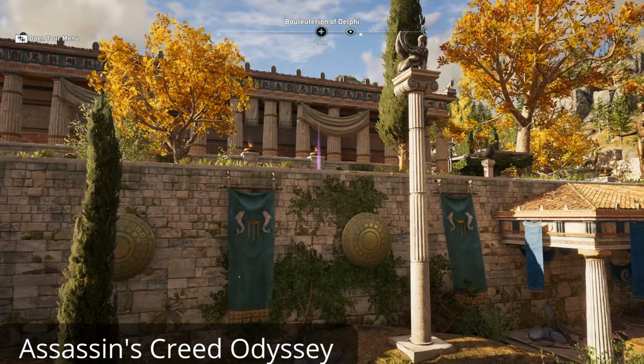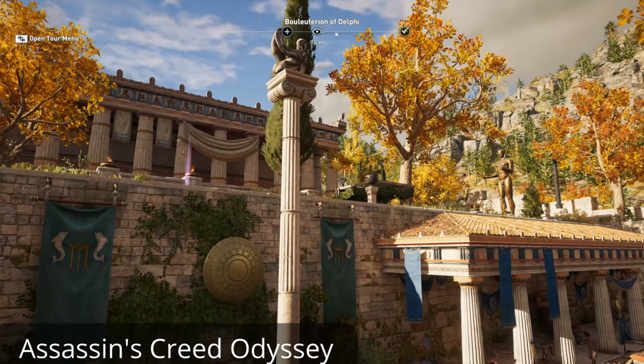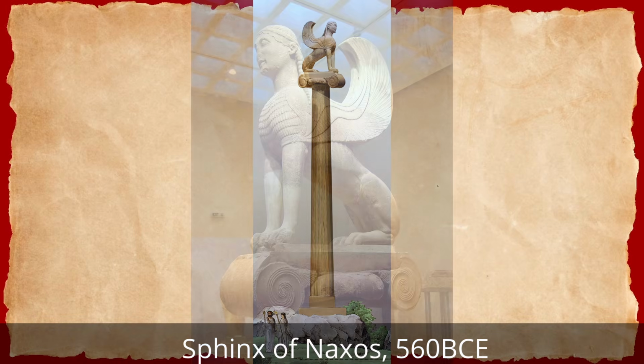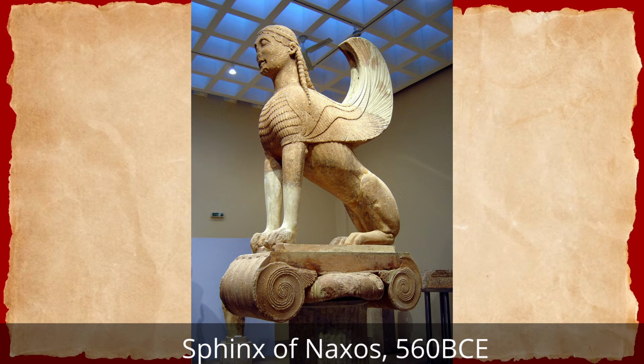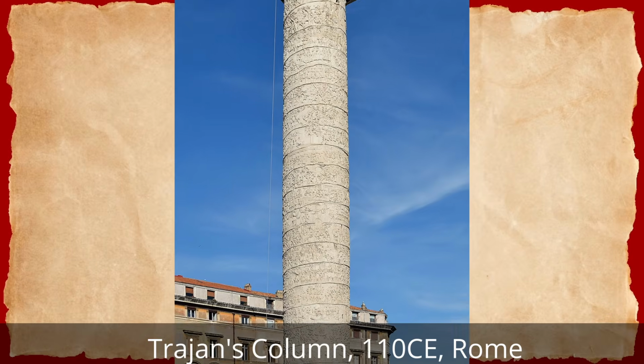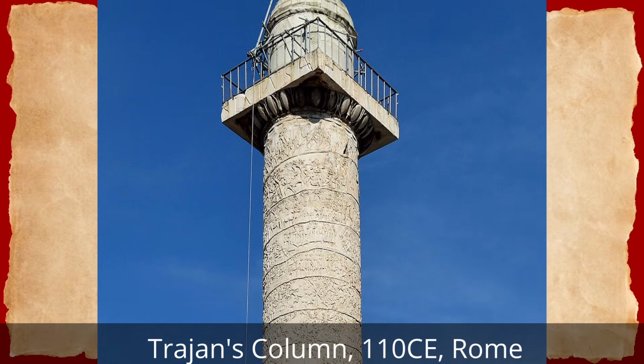Although this took pride of place as the closest dedication to the altar at Delphi, another monumental column was dedicated by the Naxians, a 10-meter tall column with a sphinx mounted on the top. Now with the Romans came monumental columns of a whole new order. Trajan's column at 35 meters tall started a trend of memorializing great victories with elaborate columns.